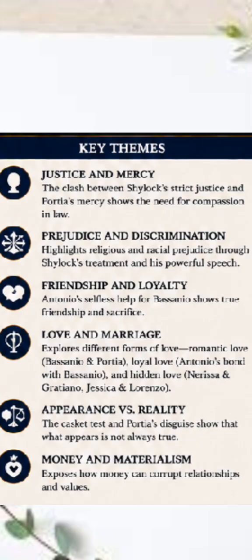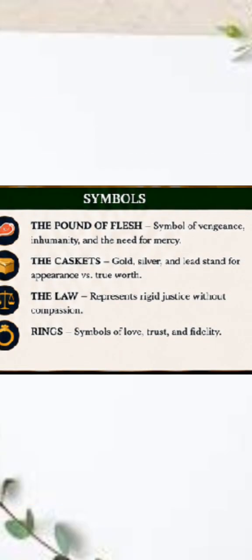So here are a number of symbols. The pound of flesh, a symbol of vengeance, inhumanity, and the need for mercy. The caskets, gold, silver, and lead, stand for appearance versus true worth. The law represents rigid justice without compassion. A ring, a symbol of love, trust, and fidelity.